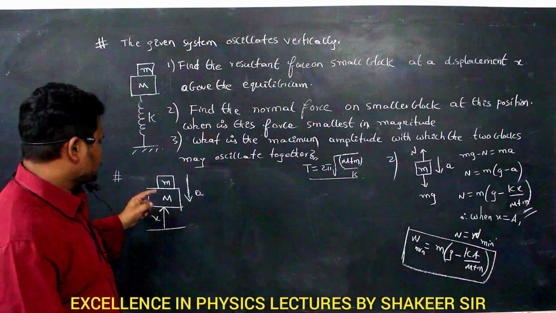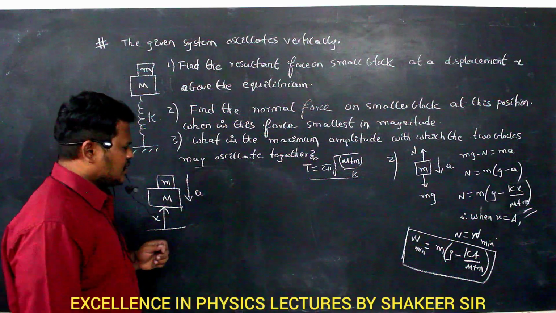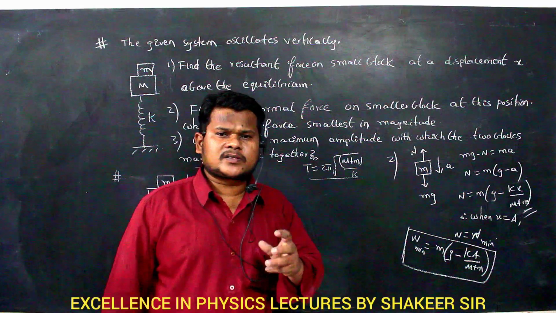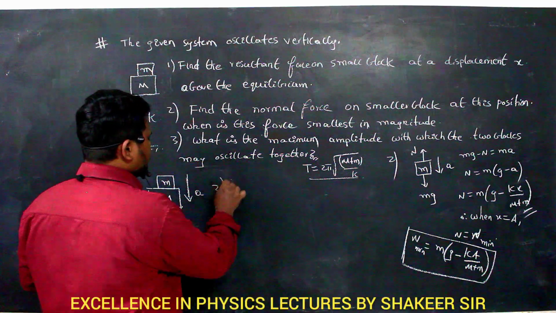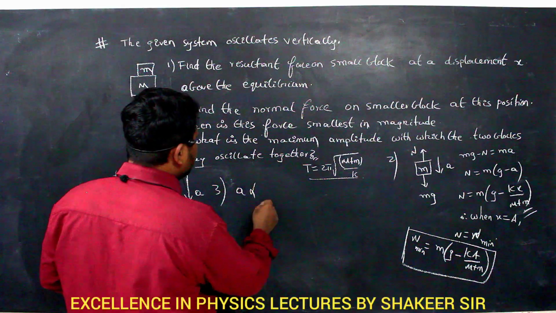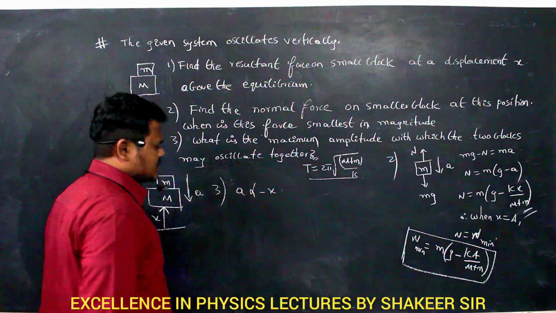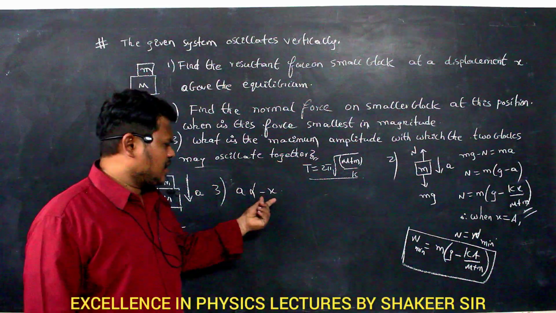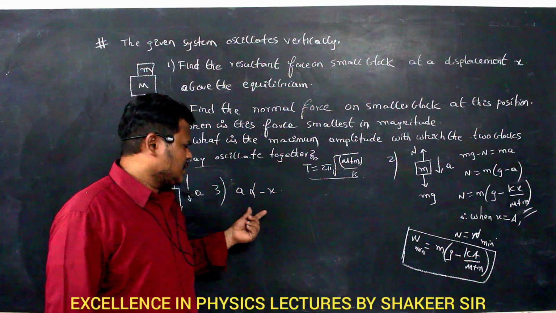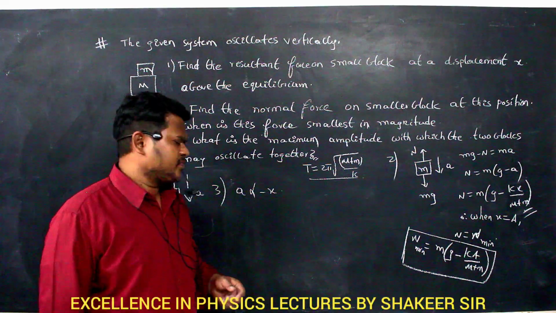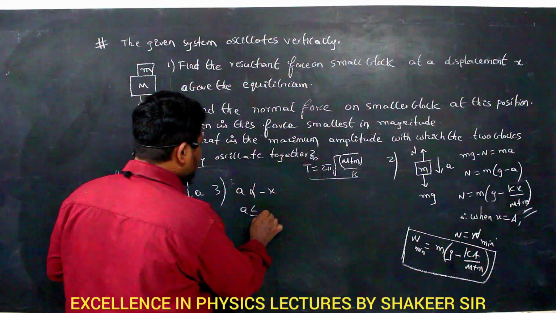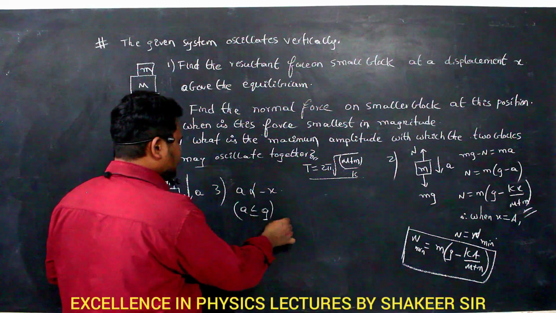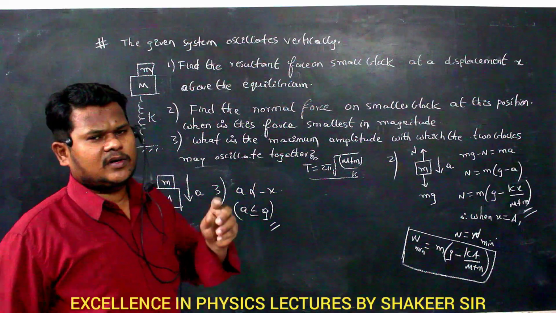It means that at the maximum amplitude, what will happen? The body will experience maximum acceleration, no? Because we have already studied that acceleration is directly proportional to minus x. Clear? So if x value is becoming maximum, then a also will become maximum. So only when a is less than or equal to g, in this condition the bodies will not lose contact.